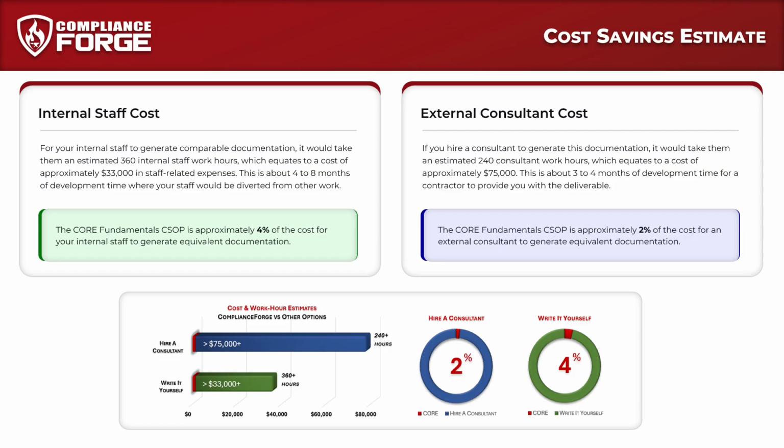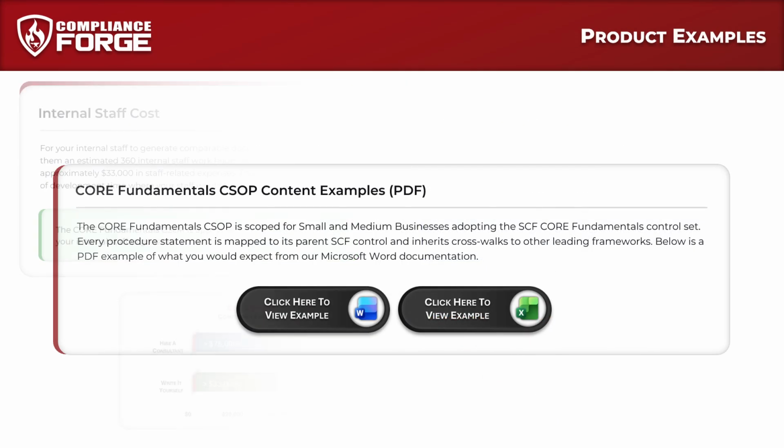The Core Fundamentals version of the CSOP is approximately 4% of the cost for your internal staff and approximately 2% of the cost for an external consultant to generate equivalent documentation. The CSOP itself is $1,400. Every procedure statement is mapped to its parent SCF control and inherits crosswalks to other leading frameworks. A PDF example of the procedures is available on the product page, so you can see the quality and structure before you buy.